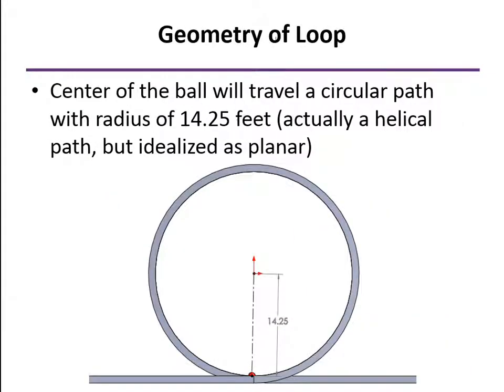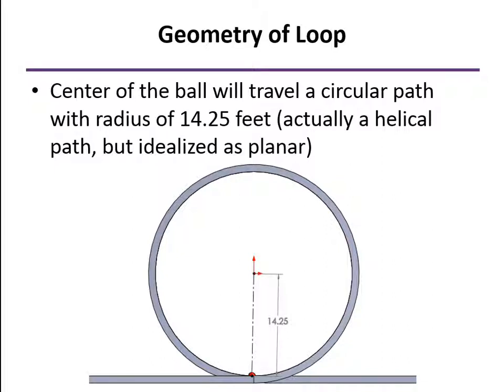Well, we need to know something about the geometry of the loop. You can see that the radius of curvature of the path that the ball is going to take is 14.25 feet, so the overall height of the loop is 28 feet. So when we dropped it from a little bit higher than that, 30 feet, it didn't make it. So we're going to need some velocity at the top of the loop to be able to make it around, and we'll calculate that in just a moment.